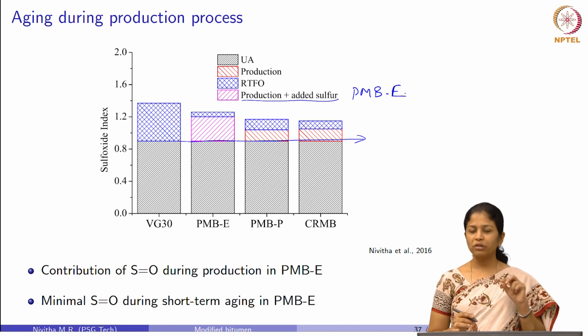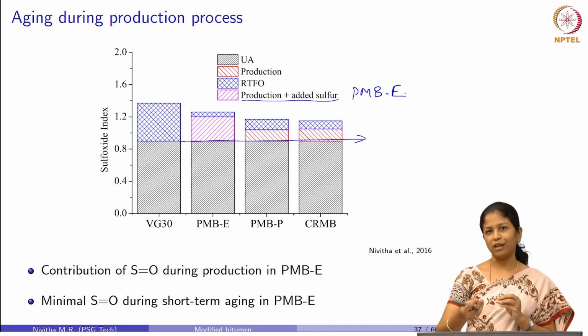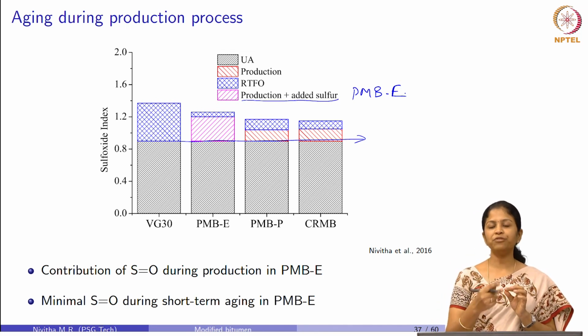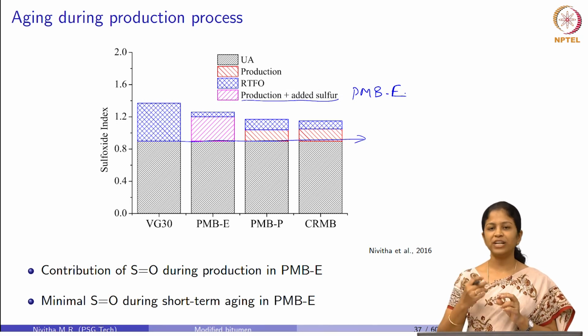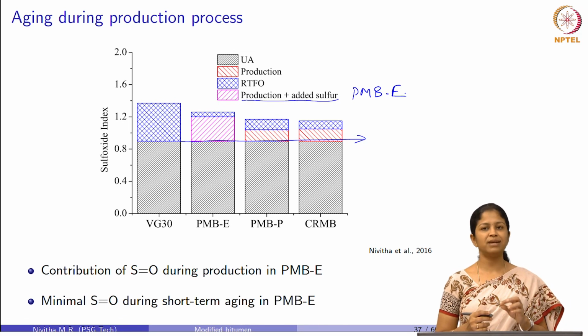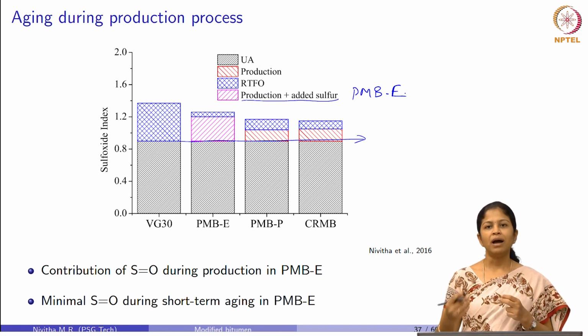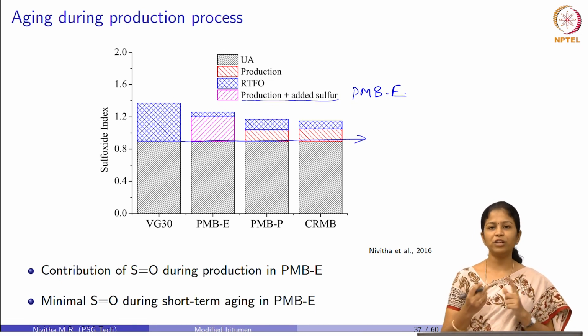So, here for this specific modifier which was used, some additional sulfur was added to improve the cross linking in the case of SBS modified bitumen, to improve the storage stability. For some specific types of base bitumen and architecture of SBS, we might need to add additives like sulfur to improve the cross linking.